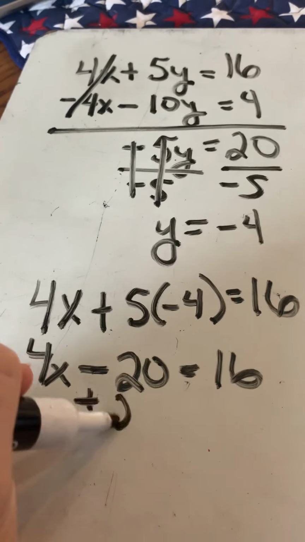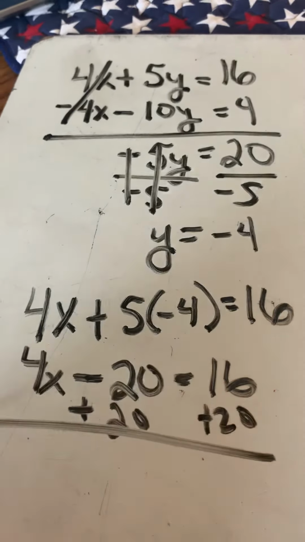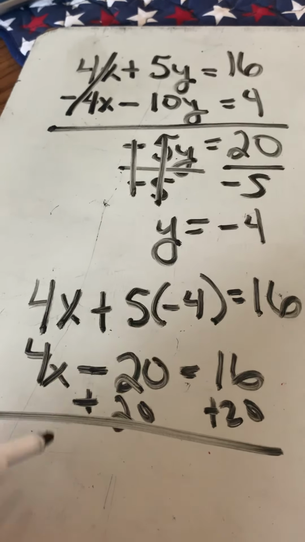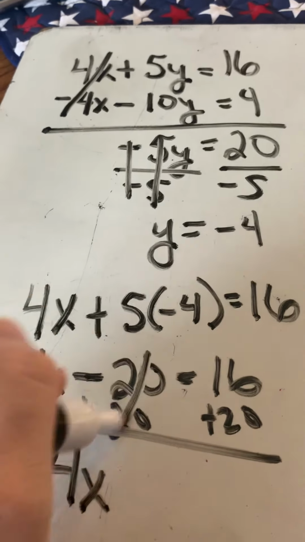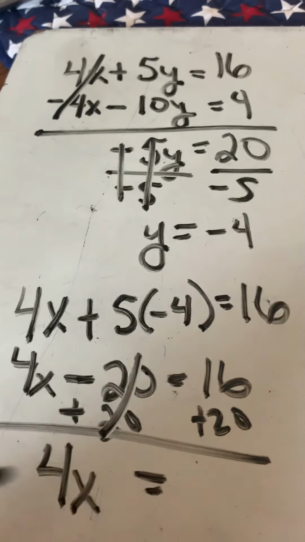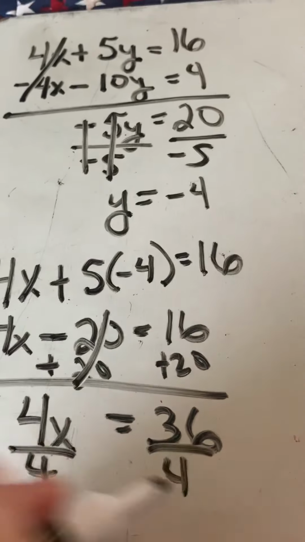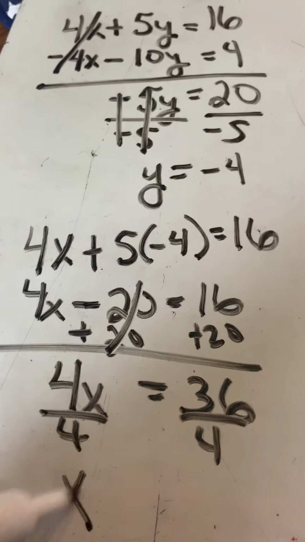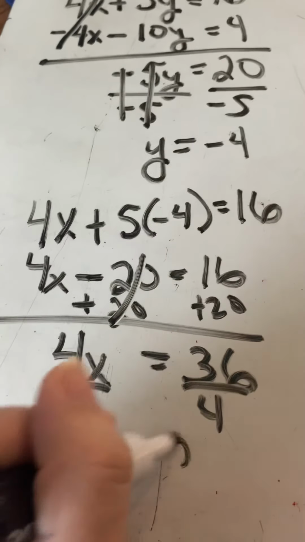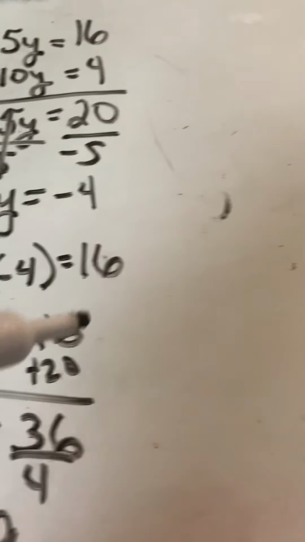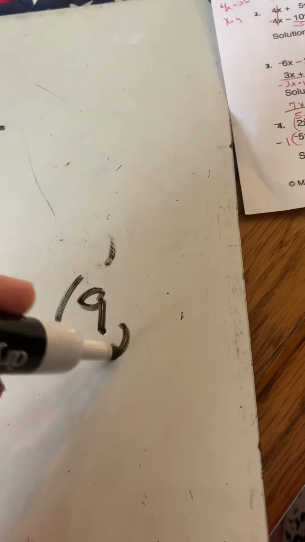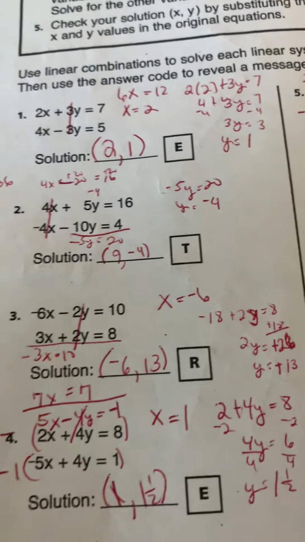I'm going to add 20 to both sides, and now 4x is isolated. I have 16 plus 20, which is 36. Divide each side by 4, and x equals 9. So now I have my solution: x equals 9 and y equals negative 4. And that's what we had for that one.